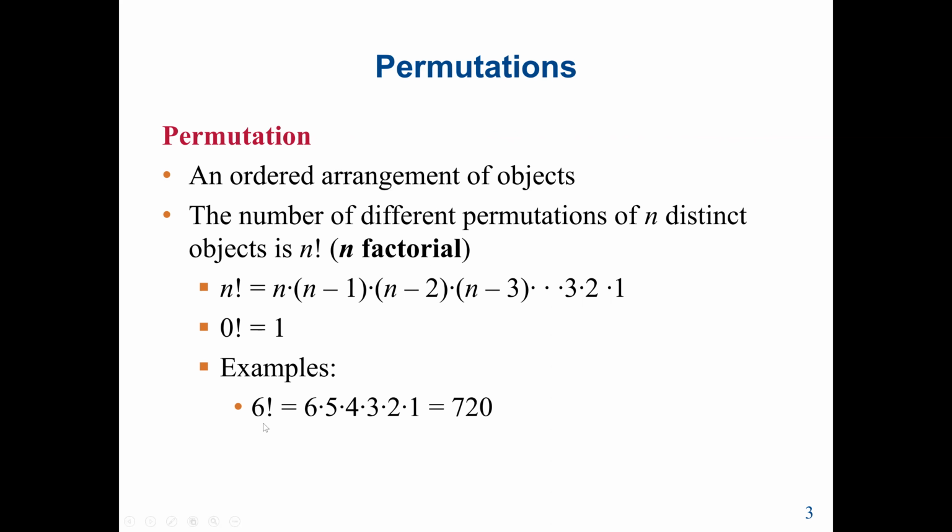Now, for example, 6 factorial will be 6 times 5 times 4 times 3 times 2 times 1, which will give us 720. And 4 factorial will give us 4 times 3 times 2 times 1, and that will give us 24.